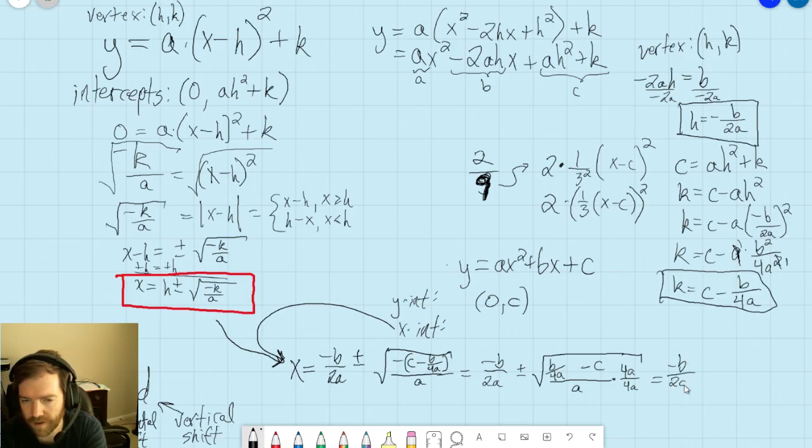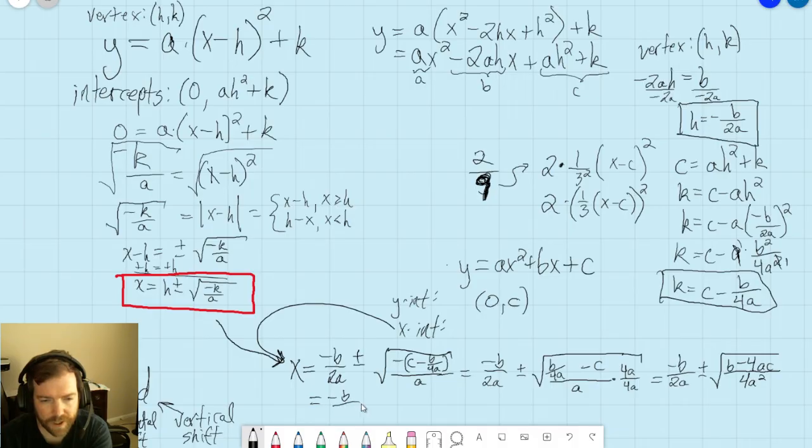This is negative b over 2a plus or minus the square root of b minus 4ac, oh look at that, all over 4a squared, and we can take the square root of that to be just 2a. So negative b over 2a plus or minus the square root of, uh-oh, I missed something. Oh, that's b squared, right? I knew something was wrong. All right, b squared minus 4ac, which we know is the discriminant, all divided by the square root of 4a squared, which is 2a, and then you can combine. So negative b plus or minus the square root of b squared minus 4ac all over 2a.